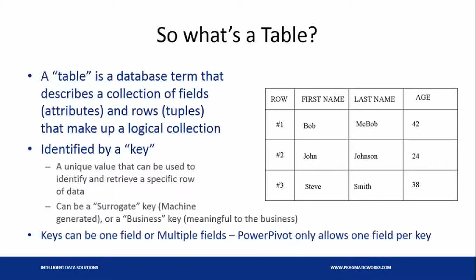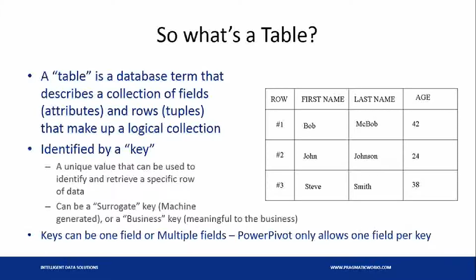I put an example of a table on the screen. This table has 3 rows in it. It also has 3 attributes. The 4th attribute, the column that says row, is actually just the number of each row in the table. So my row number 1 is Bob McBob, and he's 42. That has 4 fields, 1 key field, and 3 attributes.